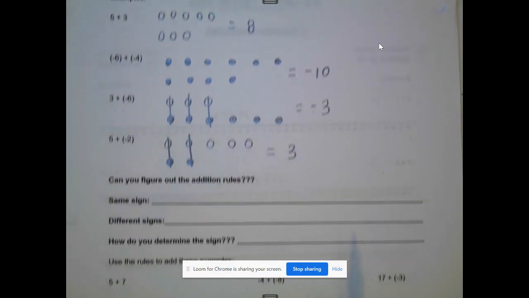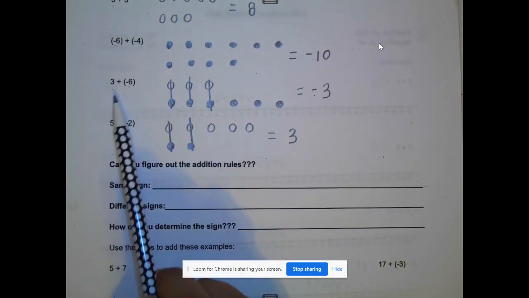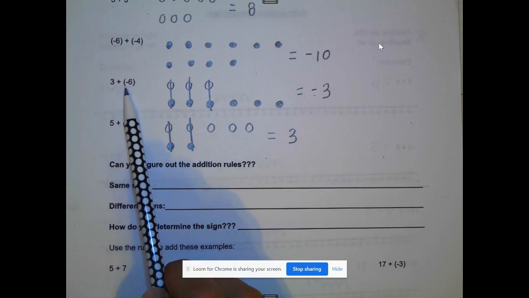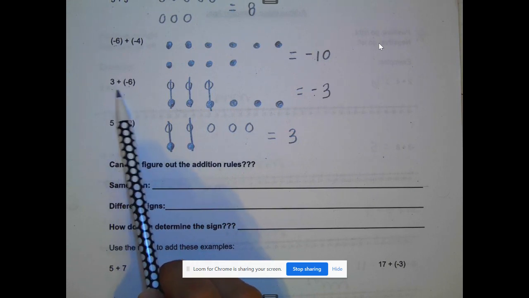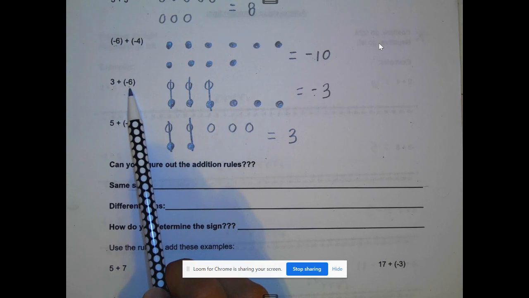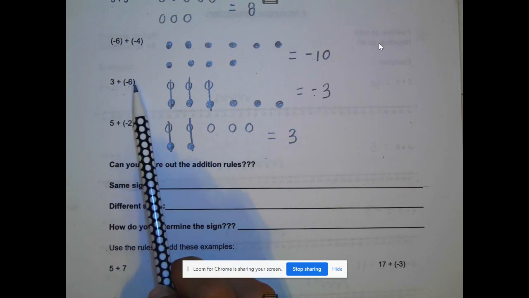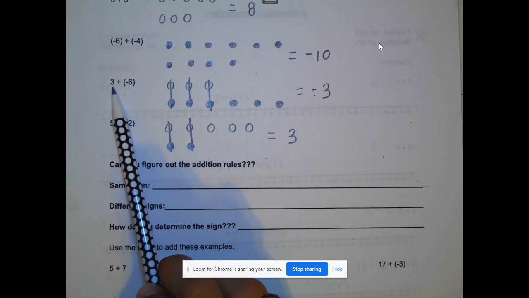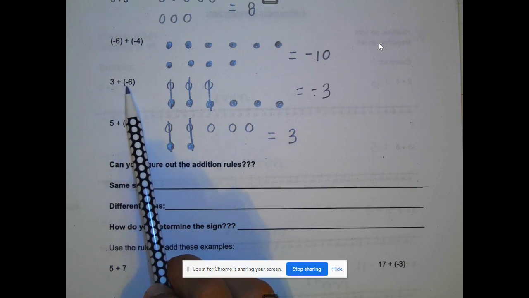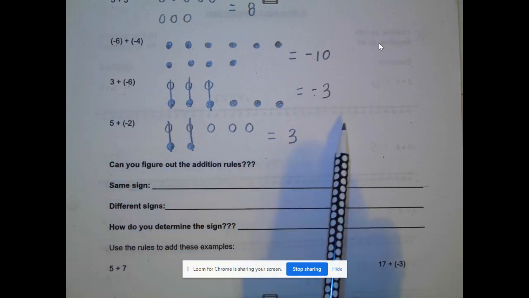If we look for different signs at these 2 examples, we have a 3 plus a negative 6. These are different signs. One is positive, one is negative. So we subtract. If it's different signs, you subtract. And you keep the sign of the bigger number. So 6 minus 3 gives us 3. And we keep the sign of the bigger number. That's why it's negative 3.